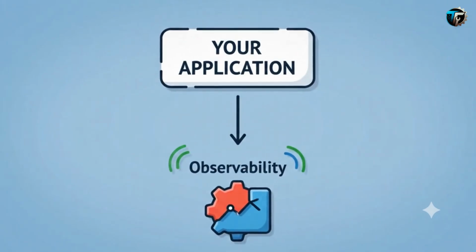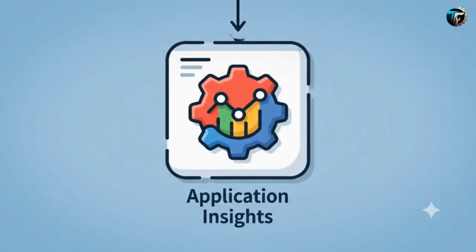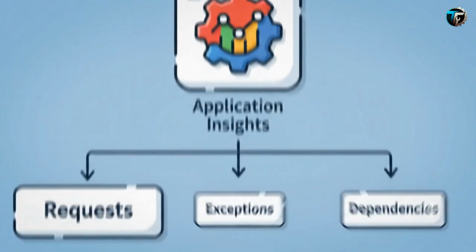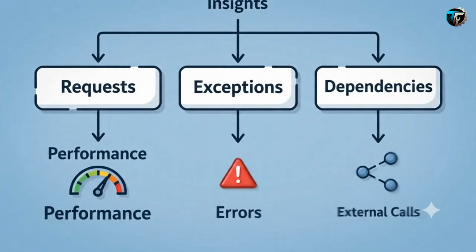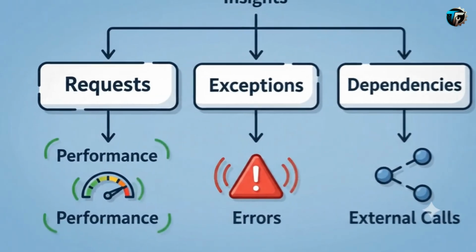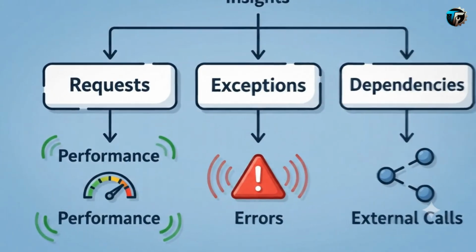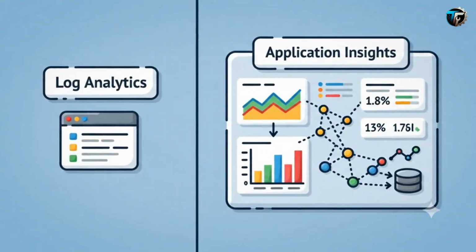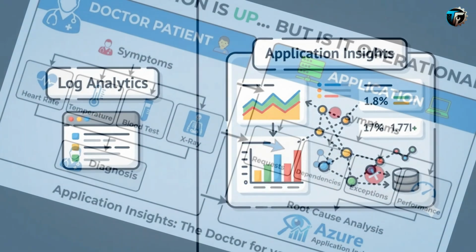Azure Application Insights is an application performance monitoring and observability capability within Azure Monitor. It helps us understand how our application is behaving. We can investigate requests, dependencies, exceptions, performance, and other application telemetry. In simple terms, Log Analytics helps us investigate logs. Application Insights gives us a deeper view into application behavior.